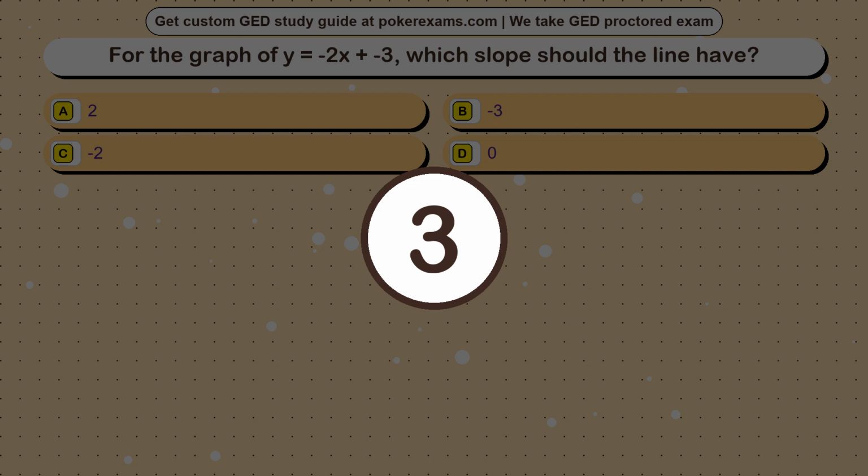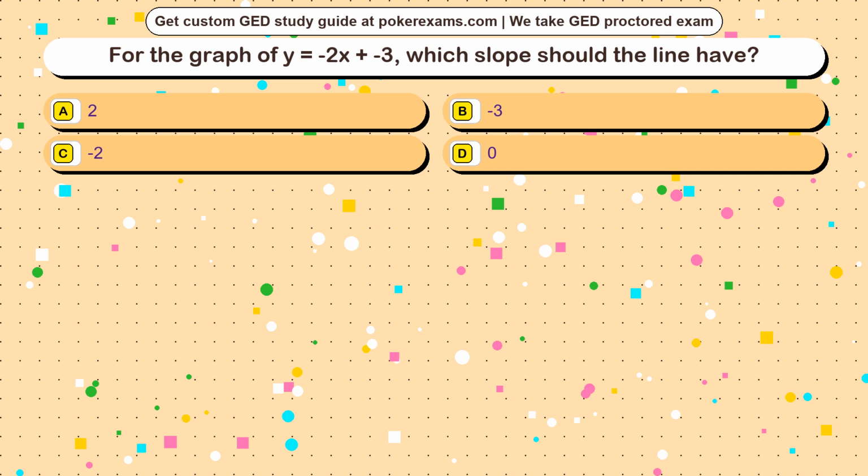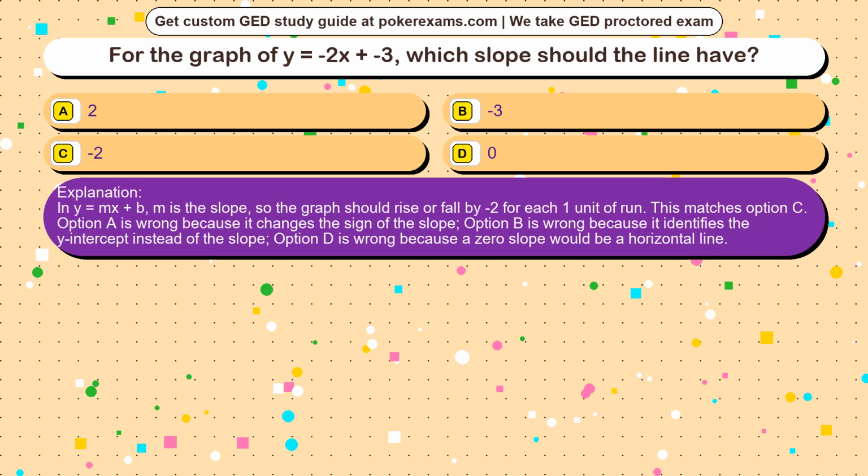The correct answer is option. In y equals mx plus b, m is the slope, so the graph should rise or fall by -2 for each 1 unit of run. This matches option C. Option A is wrong because it changes the sign of the slope. Option B is wrong because it identifies the y-intercept instead of the slope. Option D is wrong because a zero slope would be a horizontal line.